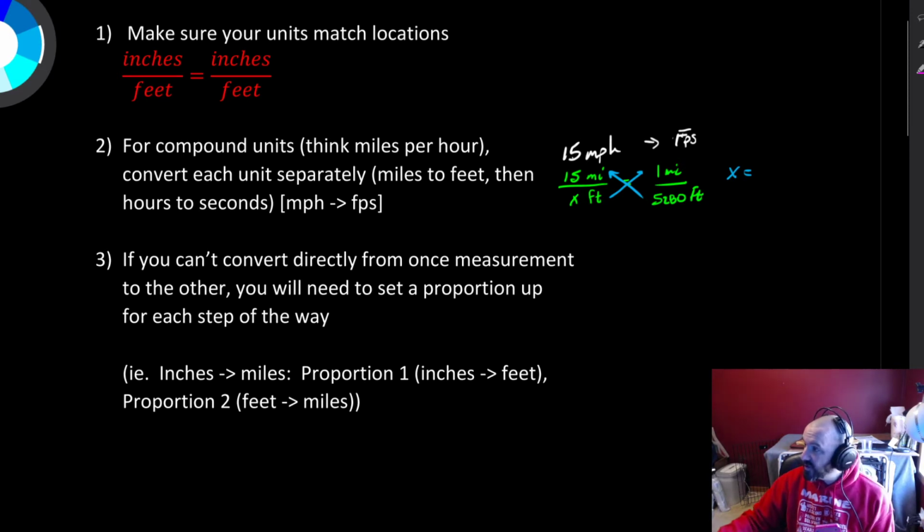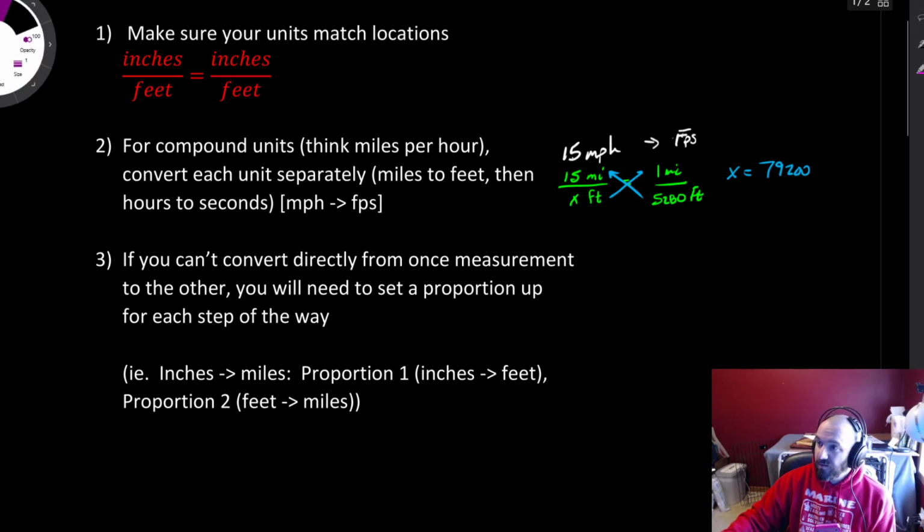is going to be 79,200. And then I'm going to change hours to seconds. And so I have 1 hour, because the 15 I kept with the miles, so I have 1 hour per how many seconds? I don't know. If you happen to know, great.